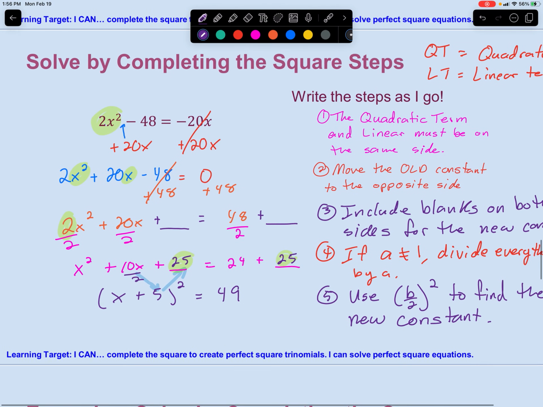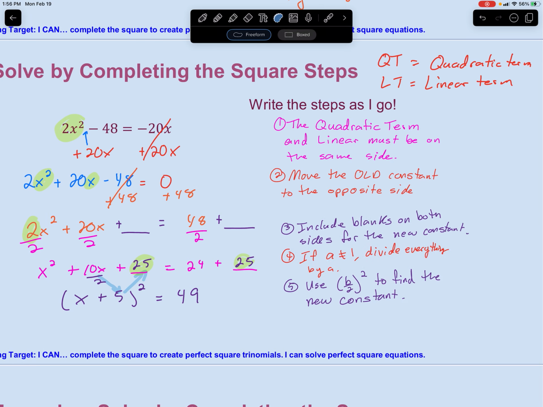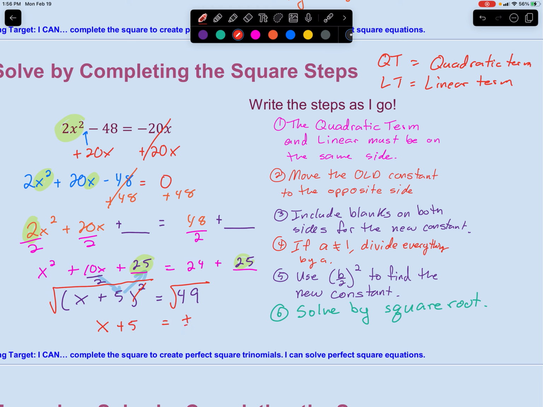I'm almost done. I'm going to shrink this up. So now that I have my new constant, I can solve by square root. So I take the square root of both sides. That cancels out my square, and I just have x plus 5 equals, don't forget plus or minus, 7.